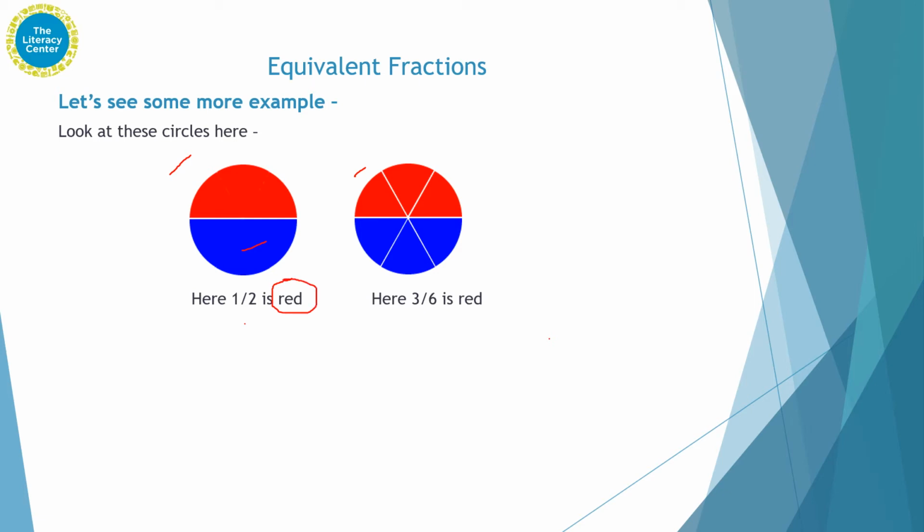1 out of 2 parts is shaded red. Look at this second circle here. Here you are actually dividing this whole circle into 6 equal parts. So here, if I ask you to tell me how much fraction of this circle is red, you can say 3 out of 6 is red, right?